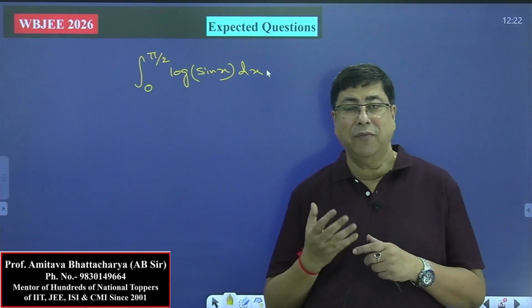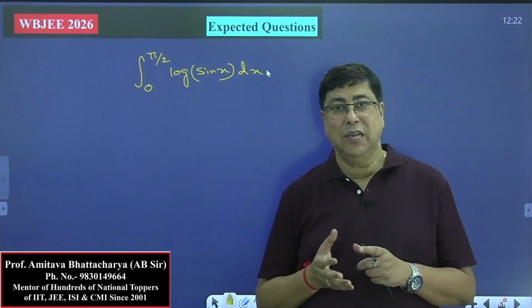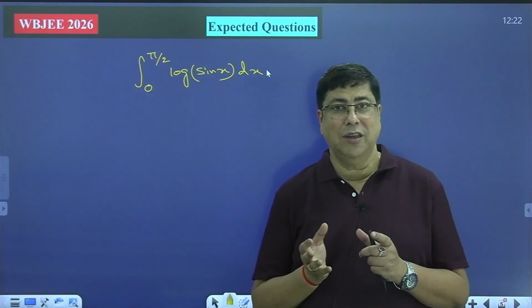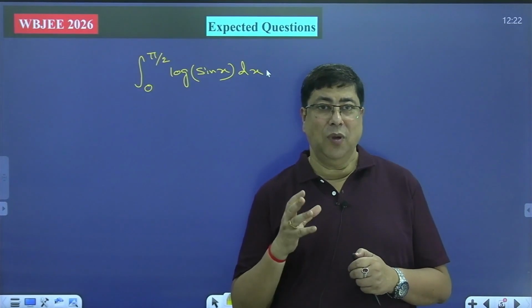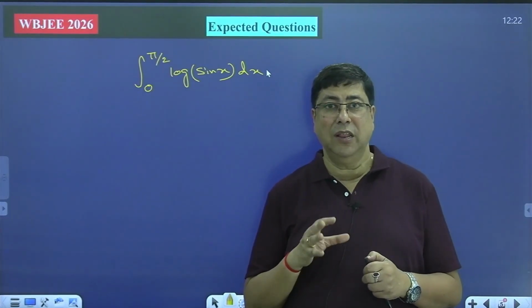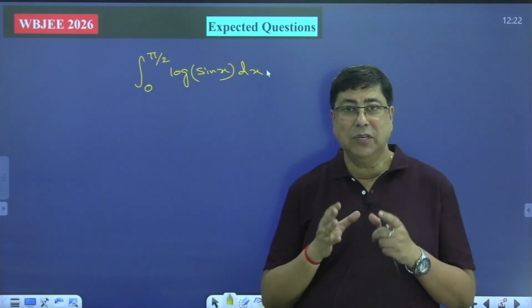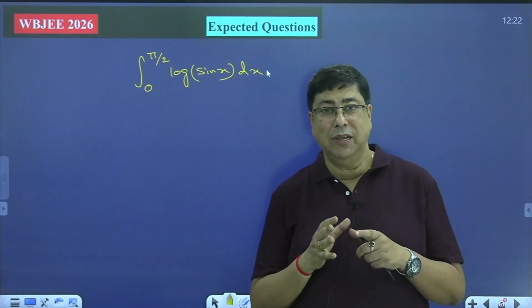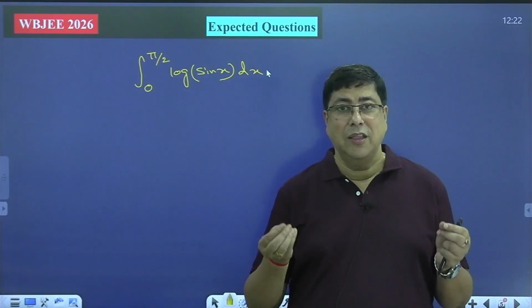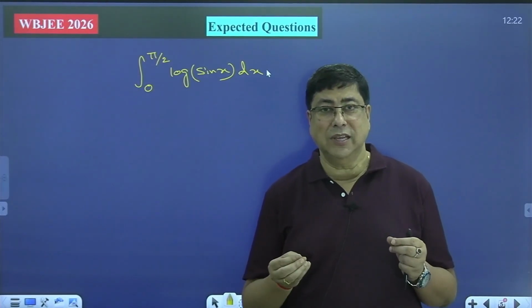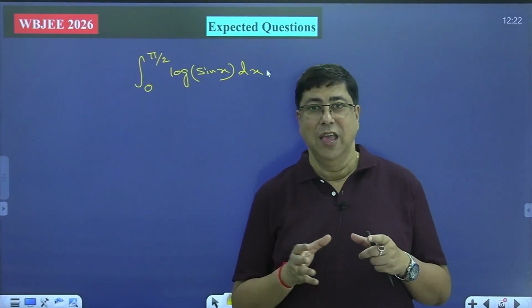Hello students, whenever we say WBJEE examination, the first thing that comes to mind is Jadavpur University. JU is one of the famous universities in the country, and for WBJEE, if we can do very well in mathematics, because I told you continuously, and again I am telling you today, that mathematics is a game changer in this case, and there are 75 questions.